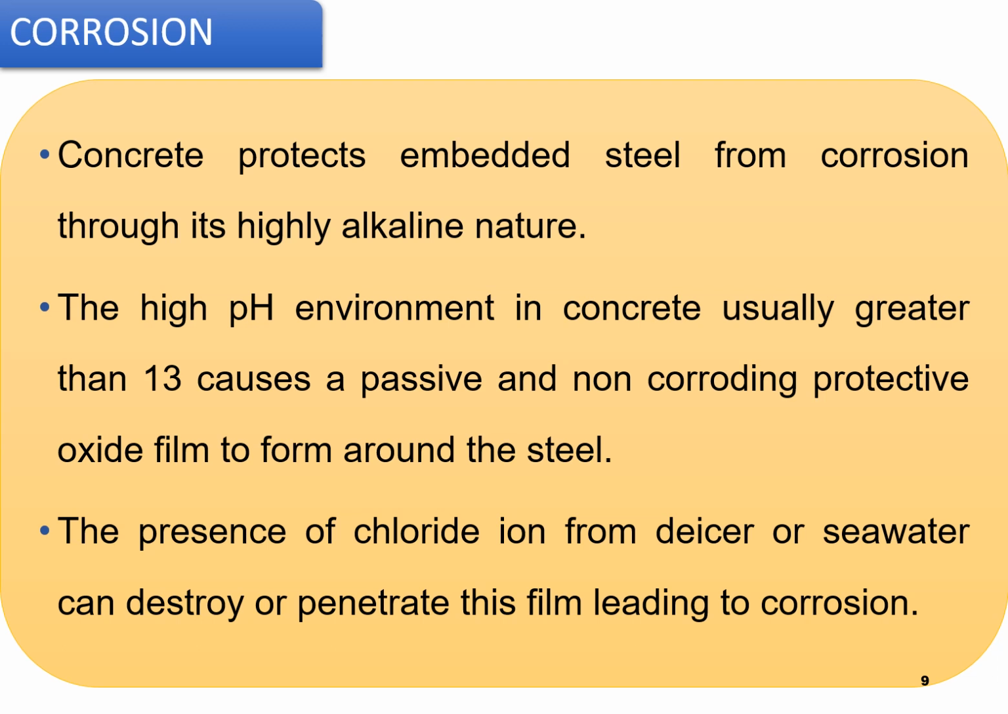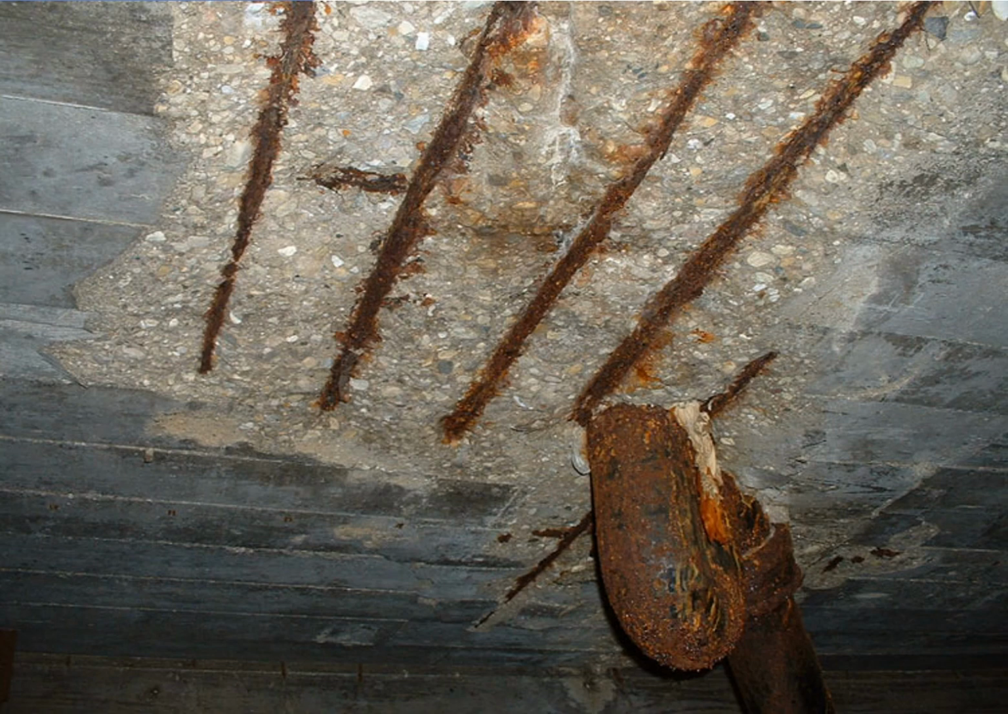So once the steel gets corroded, the volume of the steel changes, it expands, and then the cracking and the spalling of the concrete happens. The bond between the concrete and the steel becomes weaker, and ultimately it will look something like this from the bottom if you see a bridge underneath.